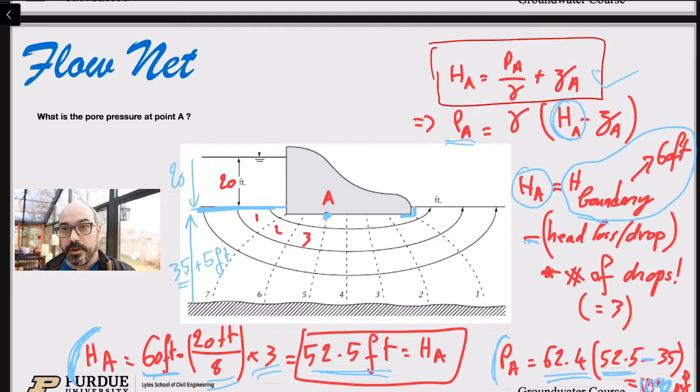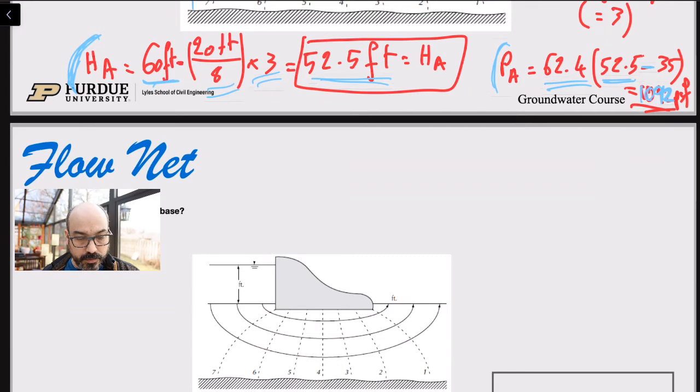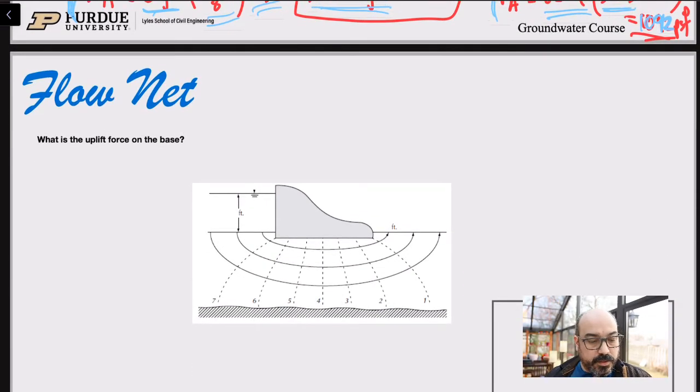Okay, now why do we care? Again, it's intuitive that the pressure is pretty important, but one obvious use of those pressures is that you can do this at all those different points here, right? You can calculate the pressure at all those points, and from those pressures, you can actually calculate the uplift force. So let's see how that would work. So what is the uplift force on the base of that structure? Now, why do we want to know that?